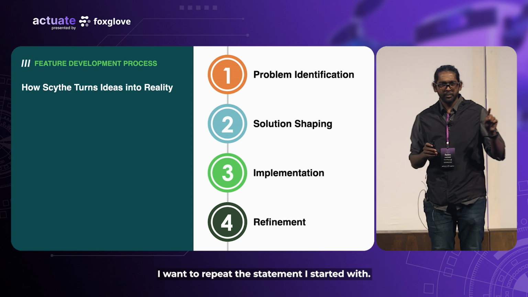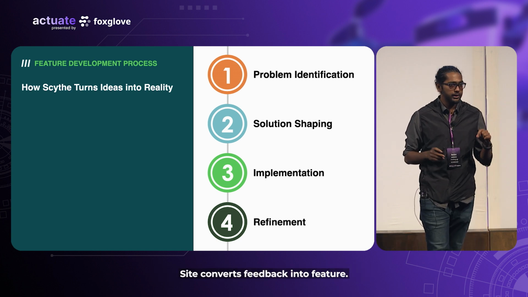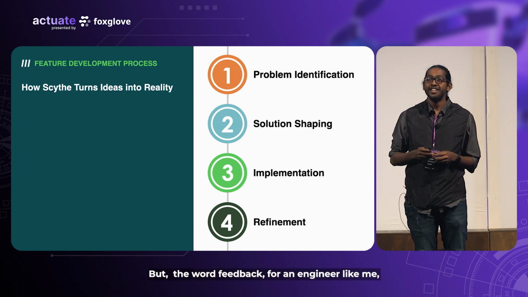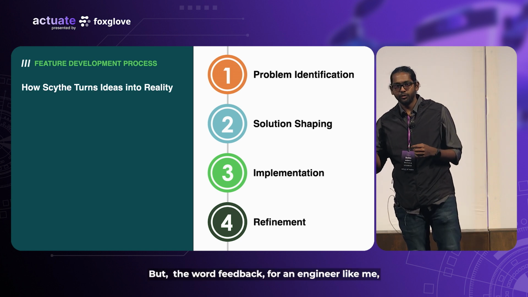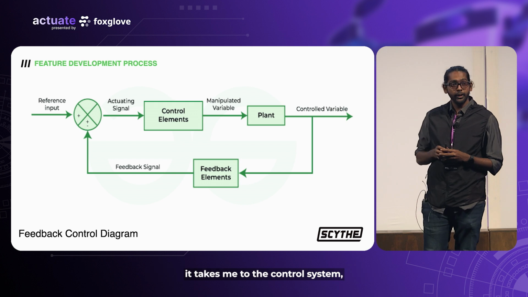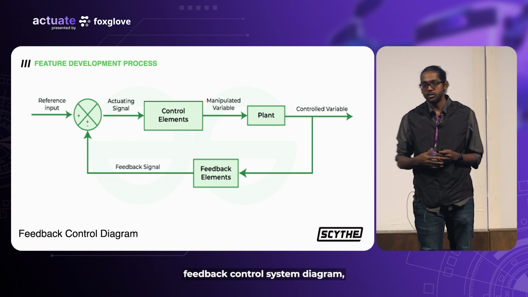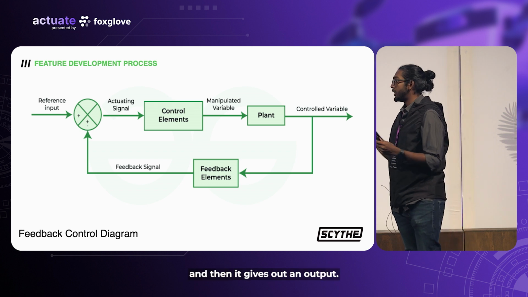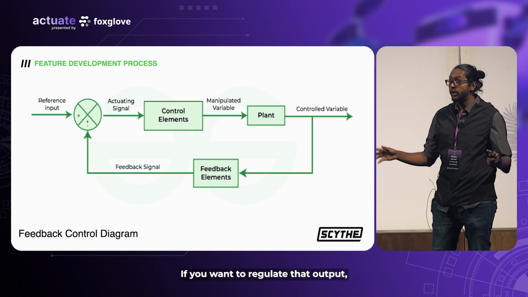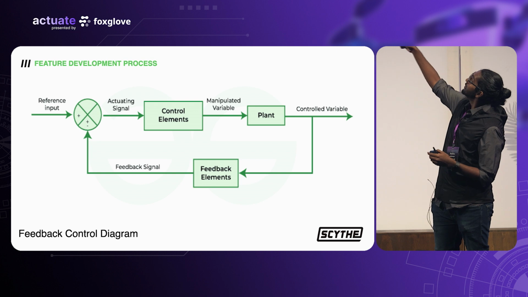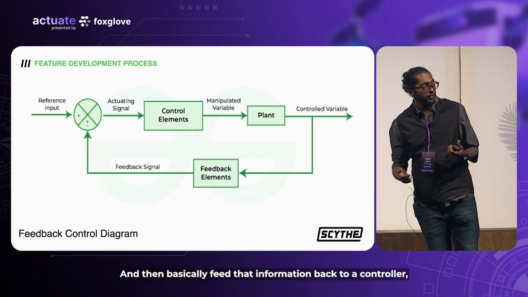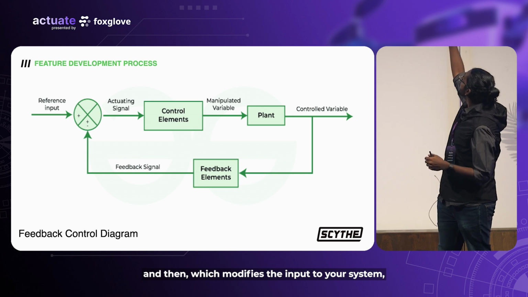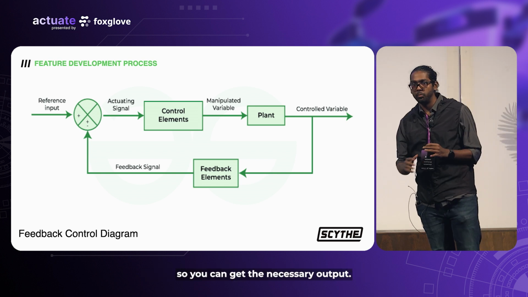I want to repeat the statement I started with. Scythe converts feedback into features. That's the name of the talk as well. But the word feedback, for an engineer like me, takes me to the feedback control system diagram, where you have a plant or a system, it has an input, and then it gives out an output. If you want to regulate that output, you measure it, and then feed that information back to a controller, which modifies the input to your system so you can get the necessary output.